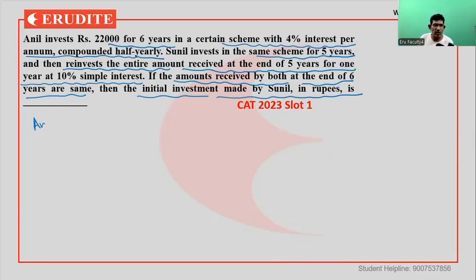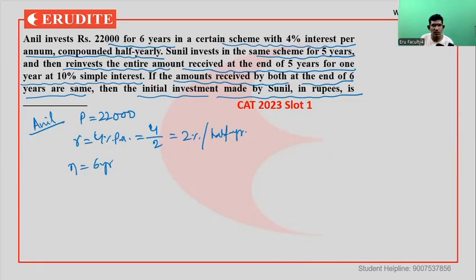So first we talk about Anil. So Anil, what is the amount to Anil? So his principal is 22,000. Okay. His rate of interest is 4% per annum. Okay. But half yearly, so effectively rate of interest will be 4 by 2, which is 2% per half year. Now this time period is 6 years. So if I convert it into half years, it will be 6 into 2 or 12 half years.